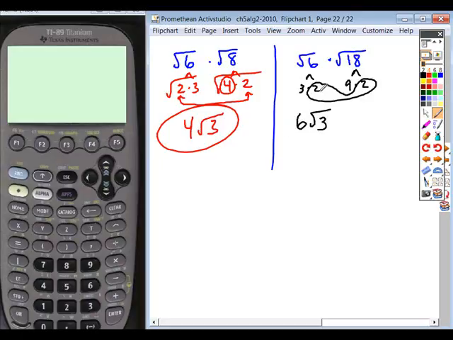So that's how it came out as a 2 and then multiplied by the 3. The other way you can think about it is 2 times 2 is 4. 4 times 9 is 36. The square root of 36 comes out as the 6. And you still have that 3 inside.